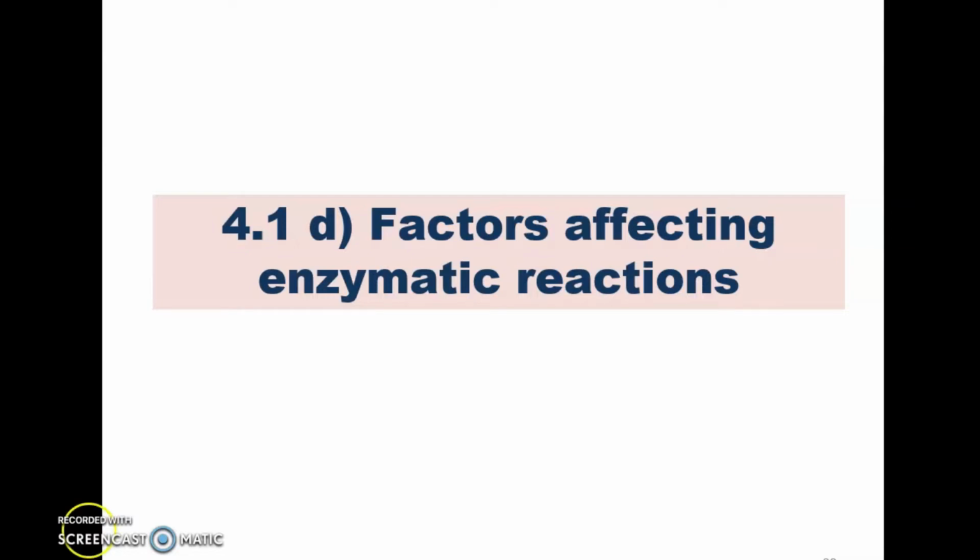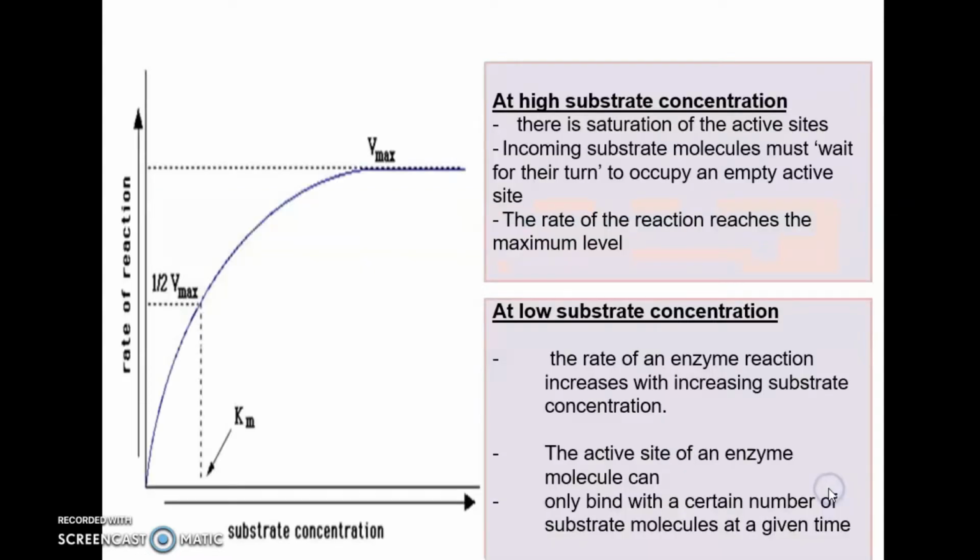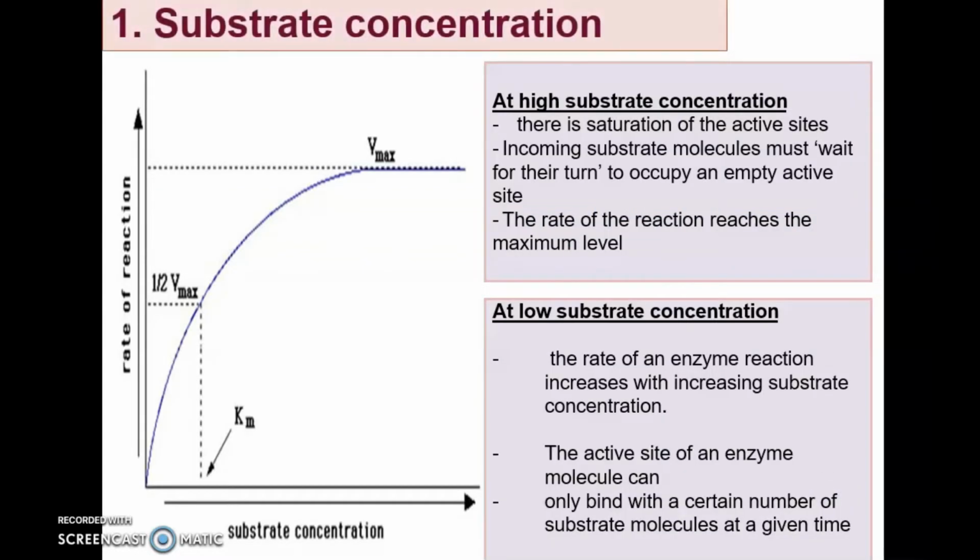Hi, Assalamualaikum. Alright, for today's class, we're going to continue with the subtopic factors affecting enzymatic reaction. In our previous class, we know that there are 4 factors that will affect enzymatic reaction. First is the substrate concentration. When the substrate concentration increases, the rate of reaction increases until all the active sites of the enzyme are fully saturated with the substrate. Then the rate of reaction will not increase.